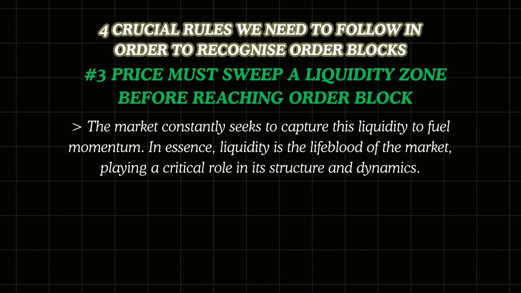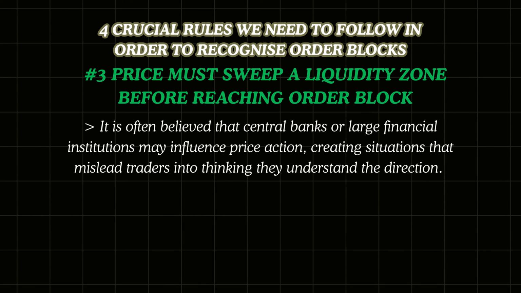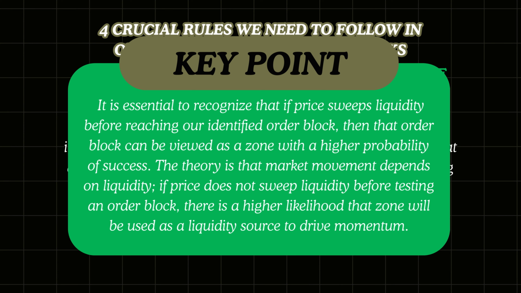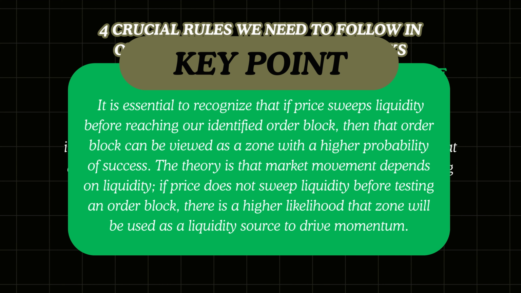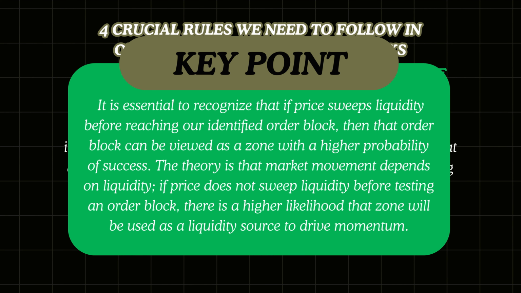It is often believed that central banks or large financial institutions may influence price action, creating situations that mislead traders into thinking they understand the direction. It is essential to recognize that if price sweeps liquidity before reaching our identified order block, then that order block can be viewed as a zone with a higher probability of success.